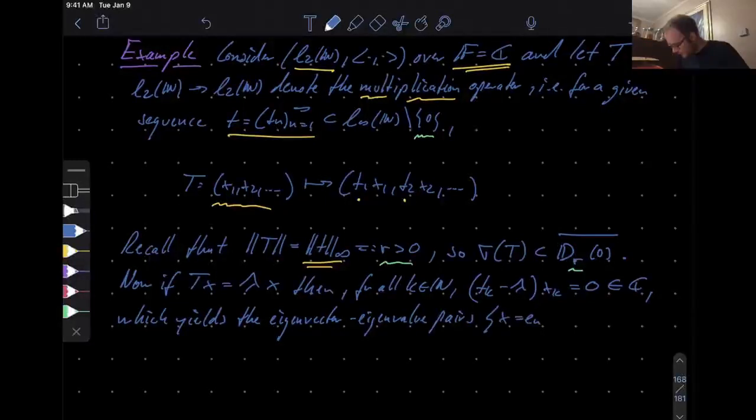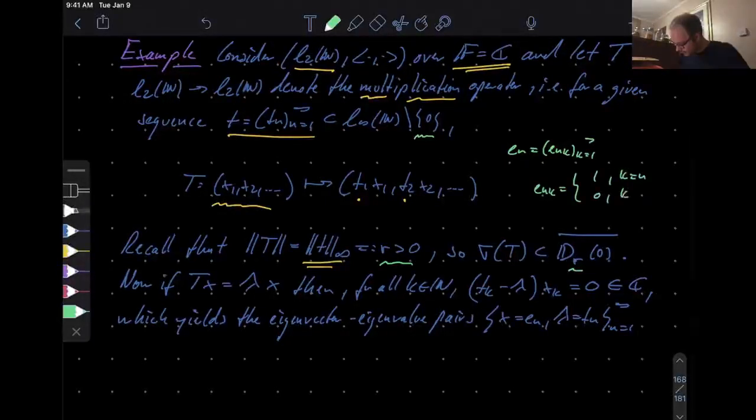X is (x_n) and lambda is (t_n), n = 1 to infinity. So the e_n, this is our favorite guy, so e_n is (e_nk), k = 1 to infinity, and e_nk is 1 when k is equal to n and 0 otherwise. All right. And what I claim is that e_n for any natural number n is an eigenvector with corresponding eigenvalue lambda equal to t_n.